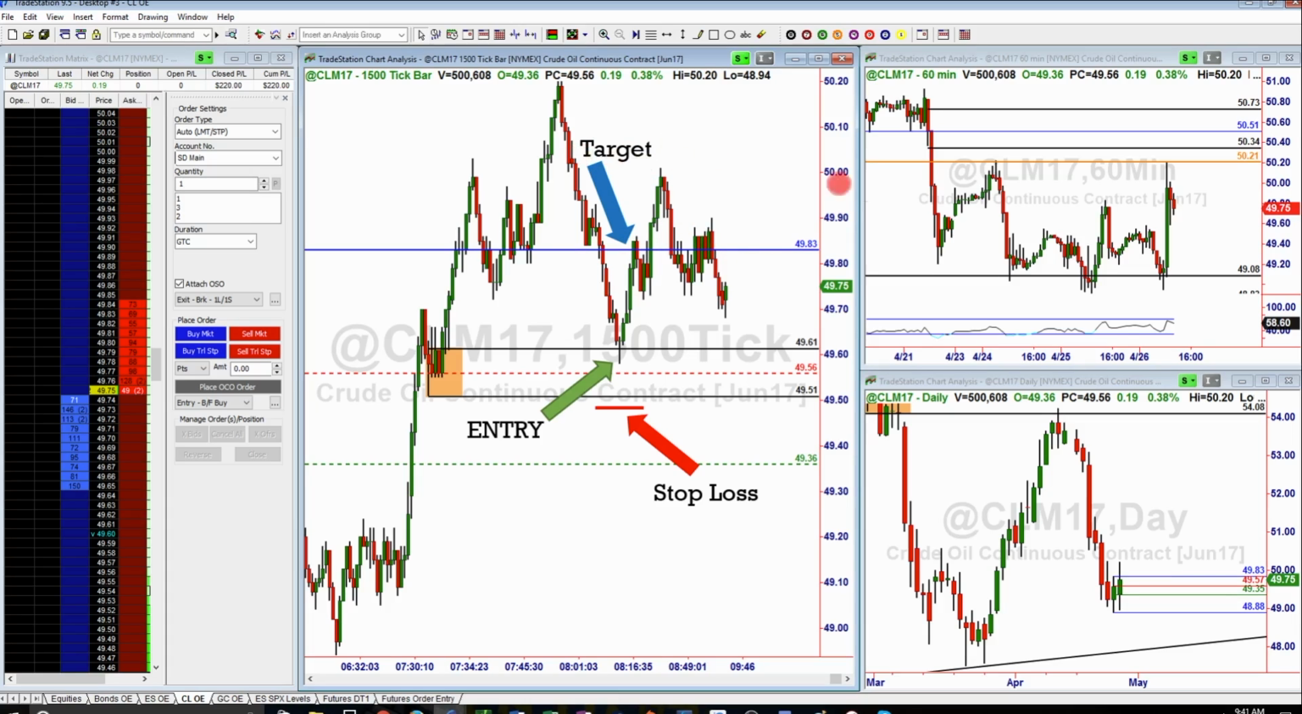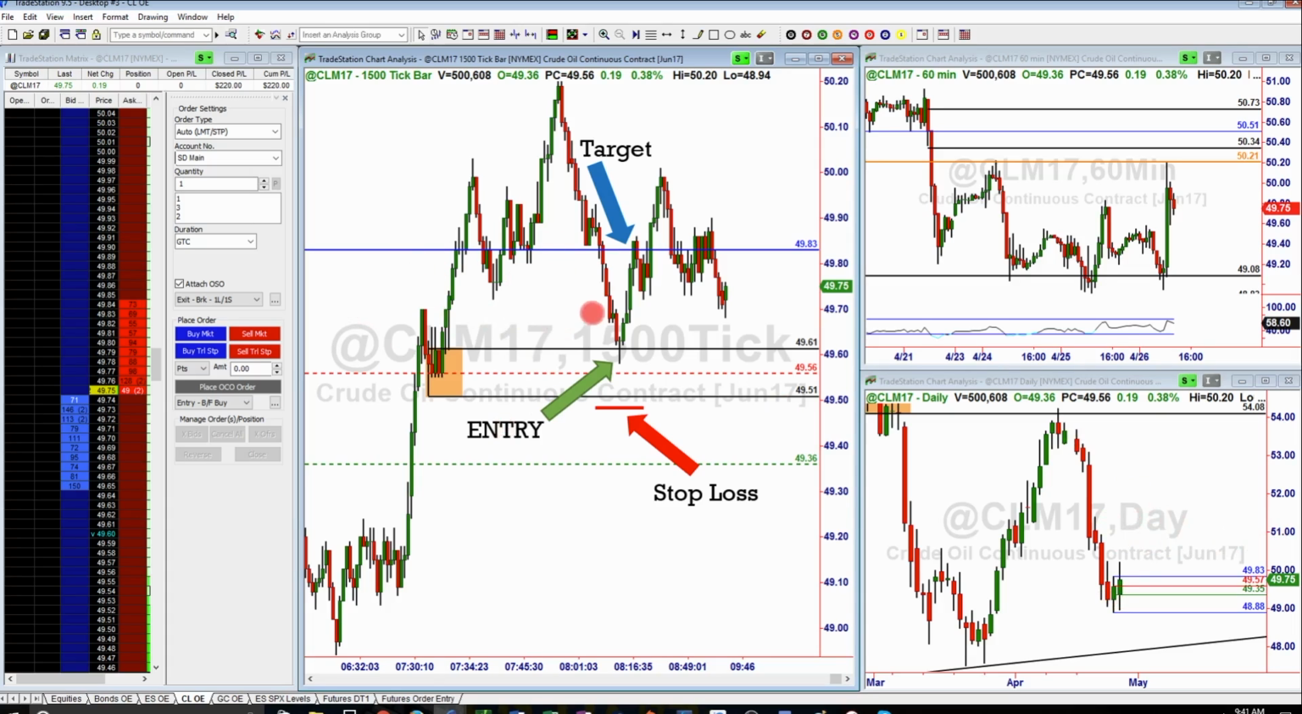Profit target 2 was that $50 level, a little bit higher. And then profit target 3 was, you can see on the 60-minute, much higher, up closer to 50.60. But if you take a look at the daily, these are for swing trades and day trades, but for bigger picture trades, the profit target was closer to 51 and then all the way back up at 53.